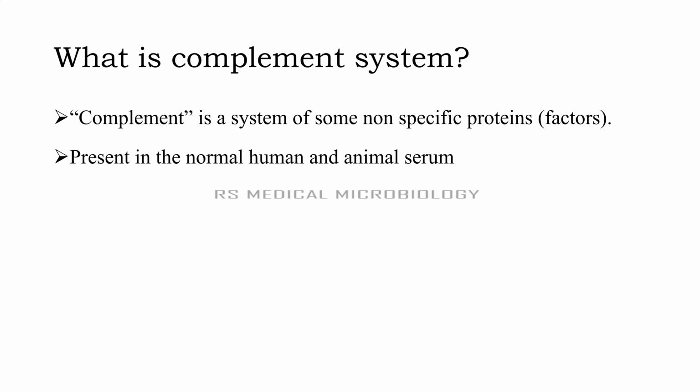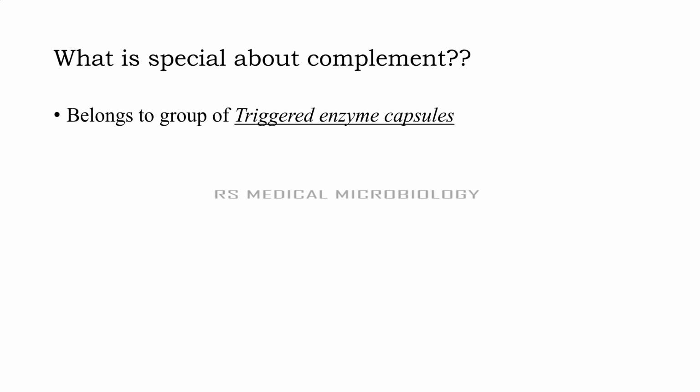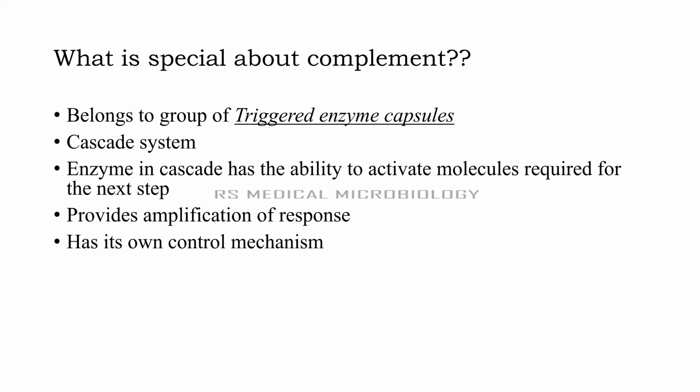It's a system of some proteins which are normally present in the human serum. Generally, this gets activated not by itself but only when there's an antigen-antibody reaction, and this can damage or lyse the cells and has a lot of other biological activities. This belongs to a triggered enzyme cascade, which means it is a cascade system, just like what we had studied in the coagulation cascade. Every step has the ability to activate the next step and will slowly provide an amplified response, and it has its own control mechanism.